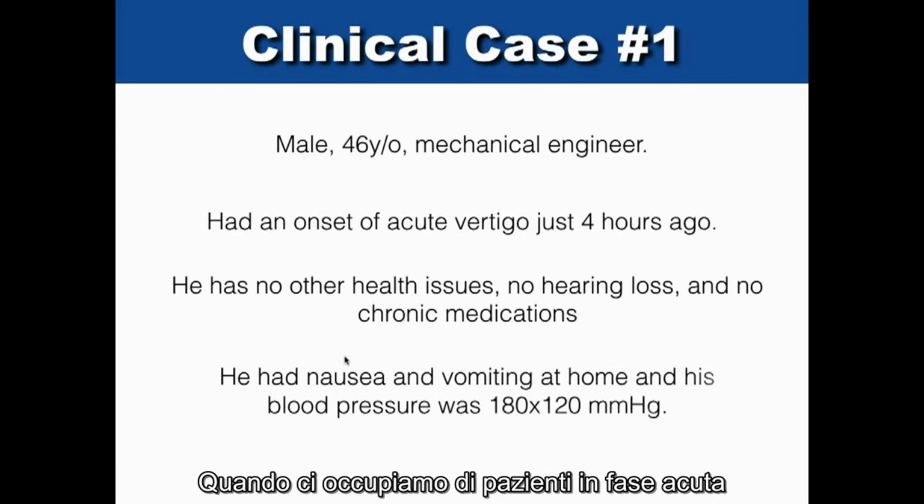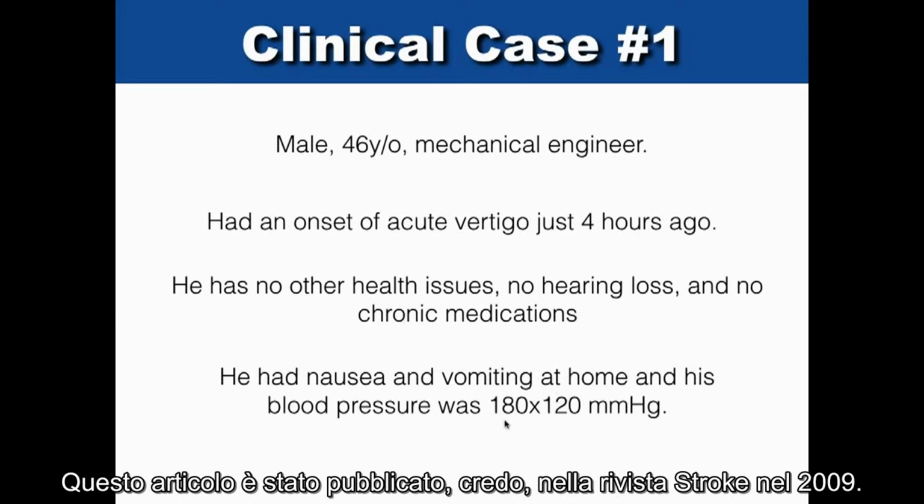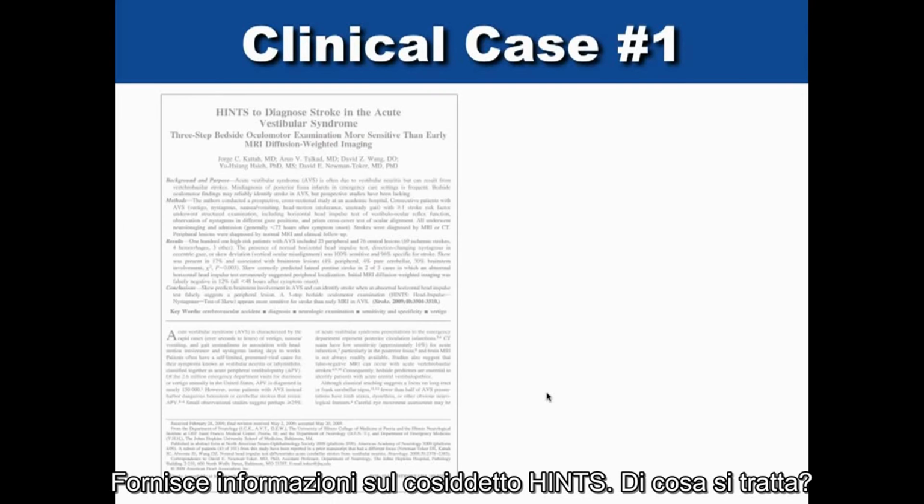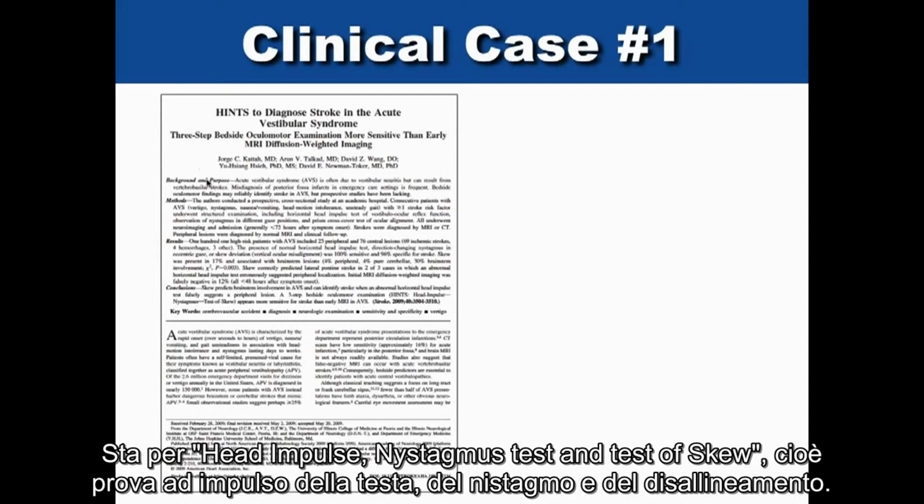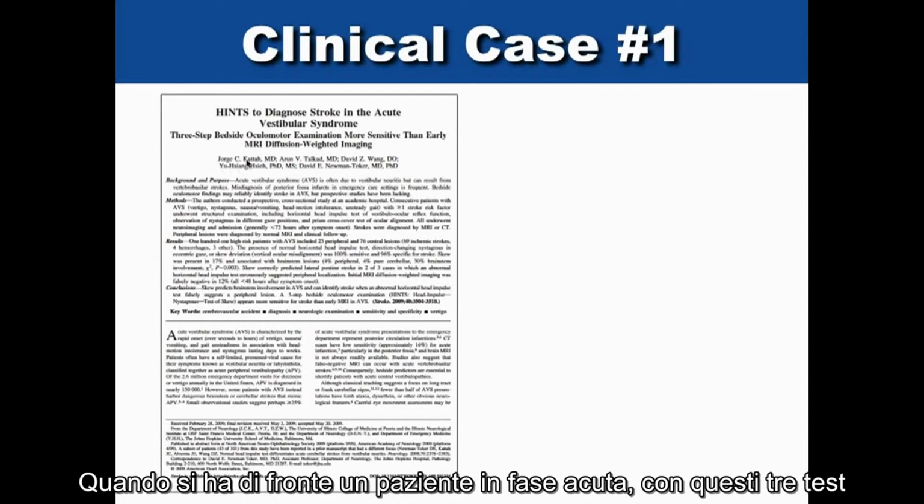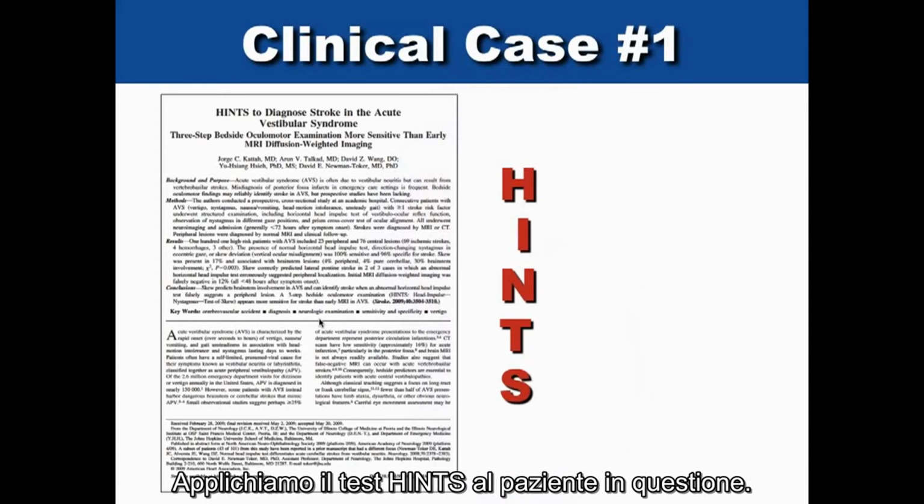When we deal with patients in the acute phase, I recommend everybody read this paper from Dr. Kattah and Newman-Toker from Baltimore, published, I believe, in the Stroke journal in 2009. It gives information about what we call HINTS. What is HINTS? HINTS is head impulse, nystagmus, and test of skew. When you approach an acute-phase patient with these three tests, maybe you get more precision than an MRI in the first 24 hours. Let's apply HINTS to this patient.